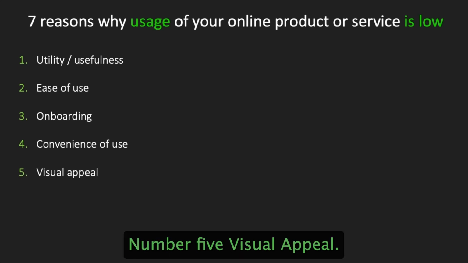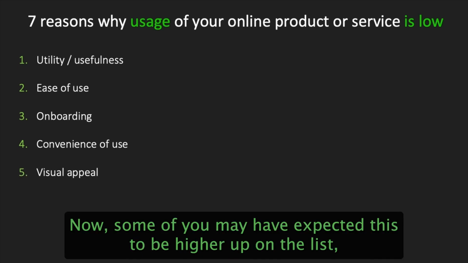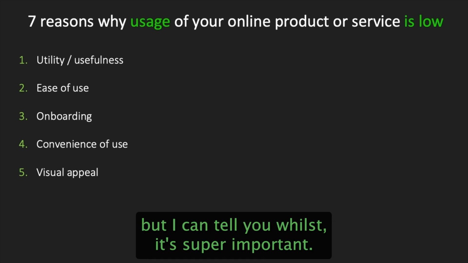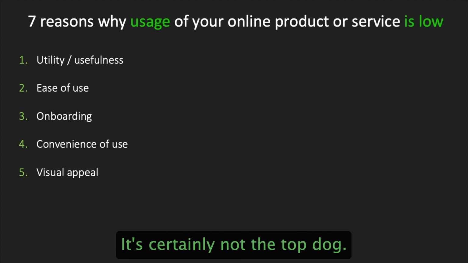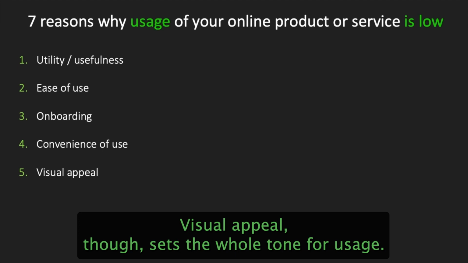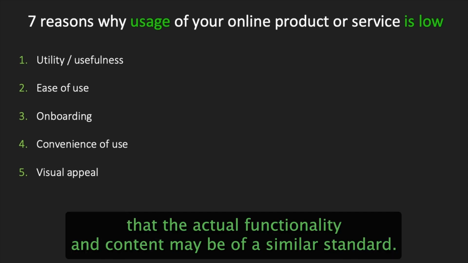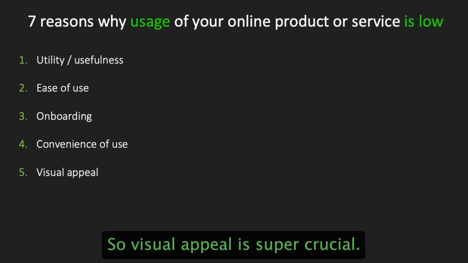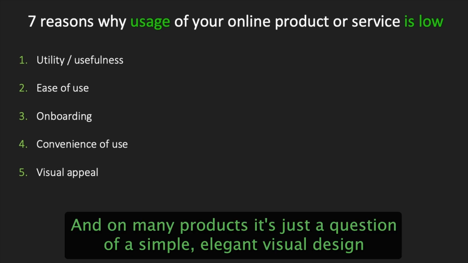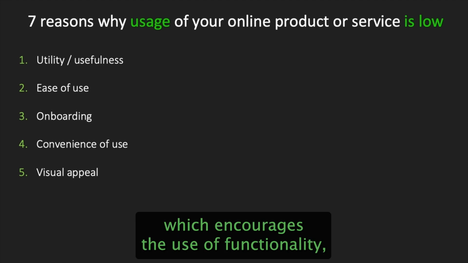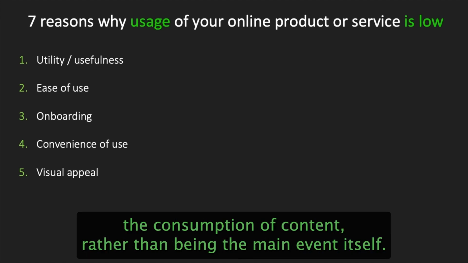Number 5, visual appeal. Now, some of you may have expected this to be higher up on the list, but I can tell you, whilst it's super important, it's certainly not the top dog. Visual appeal, though, sets the whole tone for usage, and if that's off, dated, or just generally unappealing, it sends signals to the users that the actual functionality and content may be of a similar standard. So visual appeal is super crucial, and on many products, it's just a question of a simple, elegant visual design which encourages the use of functionality and consumption of content rather than being the main event itself.